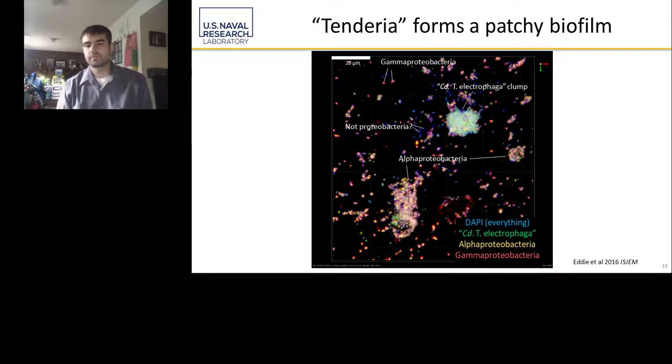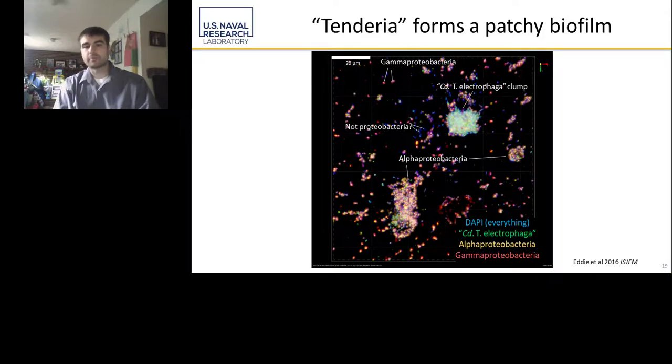And so, one of the other things that we'd wanted to look at is just where in the biocathode biofilm this thing is growing. So to do that, we use fluorescence in situ hybridization, which is also called FISH, to specifically label each of these organisms based upon their 16S or 23S ribosomal RNA sequence. And from this, we can see there's a clump in this slide that is labeled as Candidatus Tenderia electrophaga, which is the autotrophic organism.